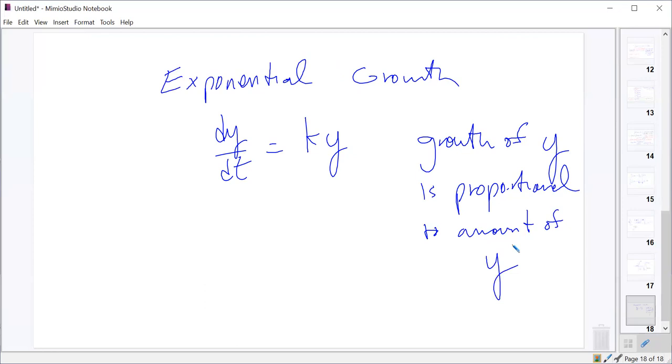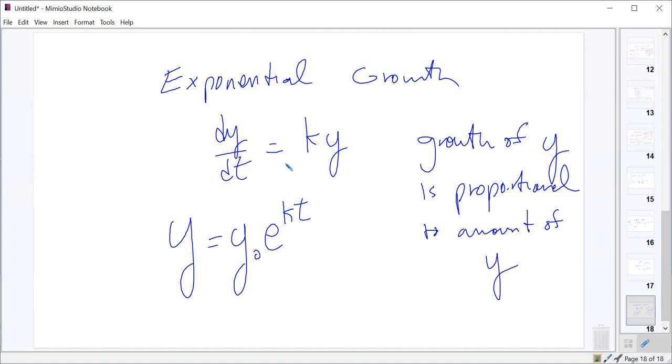And this differential equation can be solved by separating the variables, right? Dividing by the y, multiplying by the dt, integrating both sides. But it always, 100% of the time, comes out to be y equals y naught e to the kt. And if the value of k is positive, it's exponential growth. And if the value of k is negative, it's exponential decay.